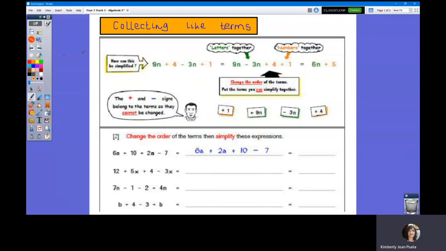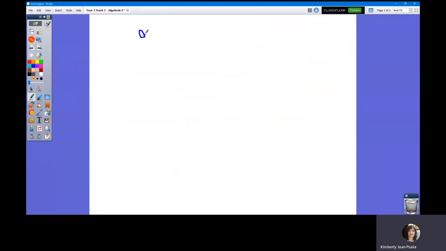Let me explain clearly on another chart. So imagine you have 9n plus 4. I'm writing the same expression as on the previous page. Minus 3n plus 1. Now we need first to rearrange this expression, okay? So why are we doing this? So that we can collect the like terms. I like to say it's like collecting same families, okay?